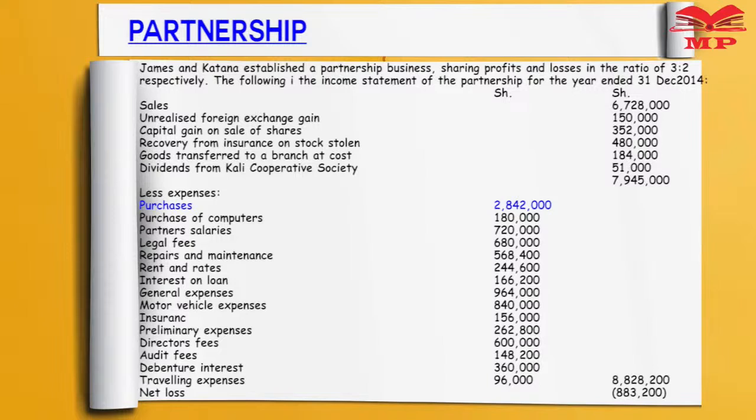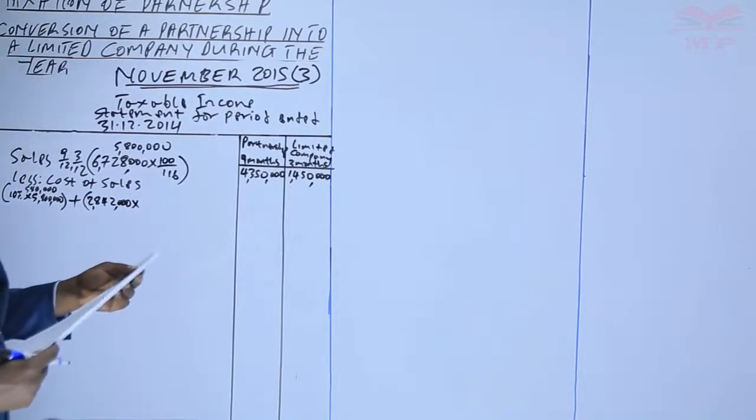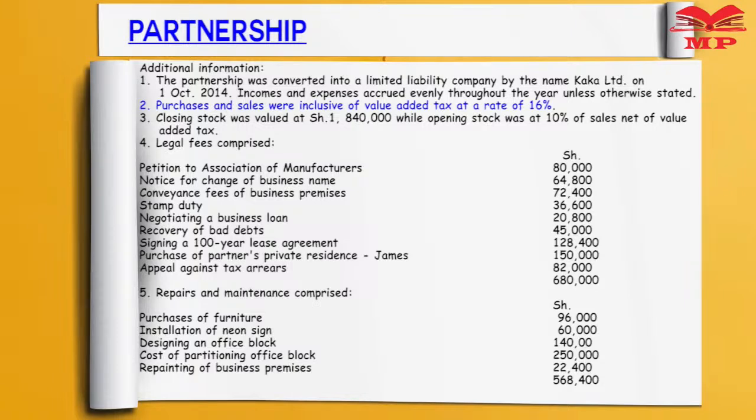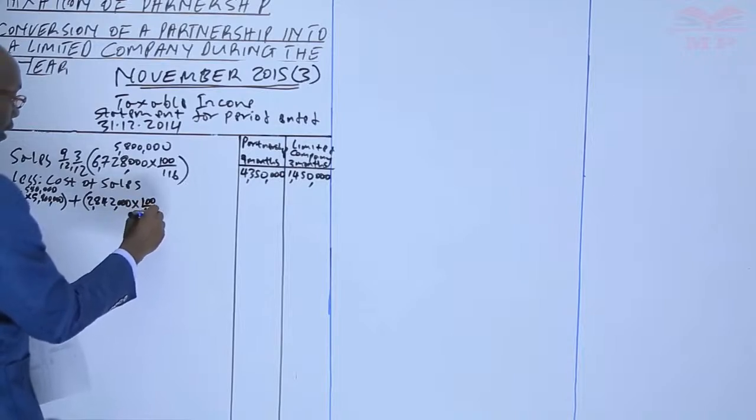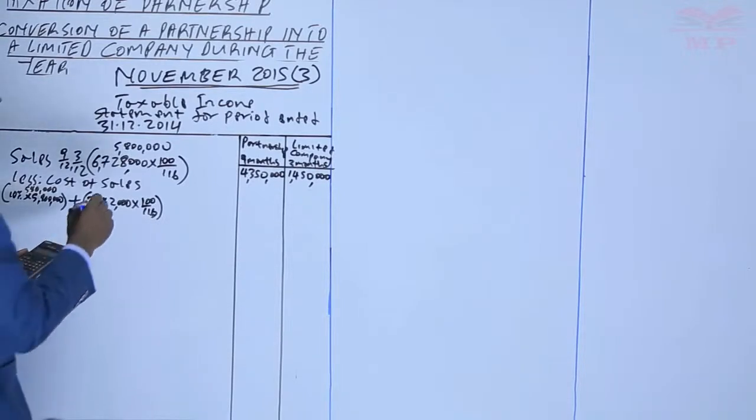And then we add the purchases. The purchases is in the income statement. The first expense actually, 2842,000. But we are told in additional information number 2 that it had the VAT. So we must exclude the VAT. We do the same we did with the sales, so times 100 over 116. Let us get how much that is. 2842,000 times 100 divided by 116 gives us 2450,000.